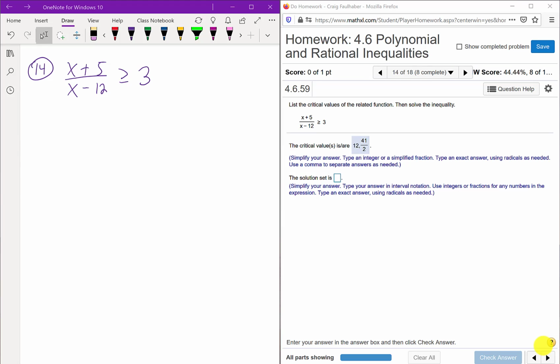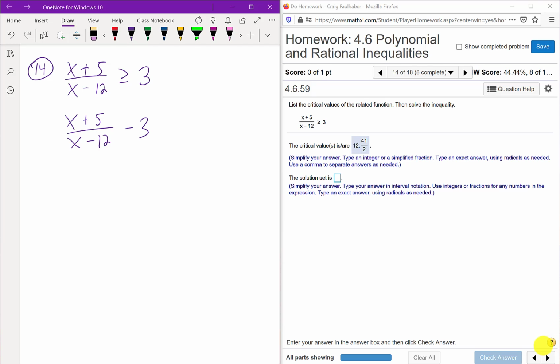Okay, so looking at problem 14, the difference between this problem and the previous problems is we don't have a 0 on one side of the equation by itself. We have a 3 here. So actually what we need to do is get a 0 by itself on one side of this inequality. I'm going to do that by subtracting 3 from both sides.